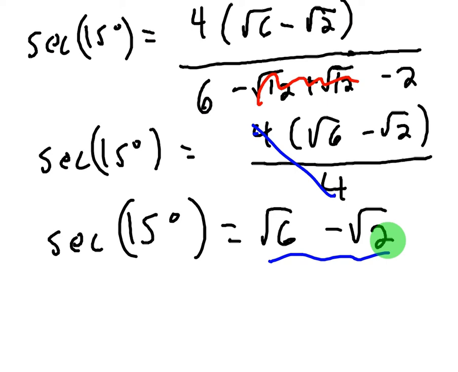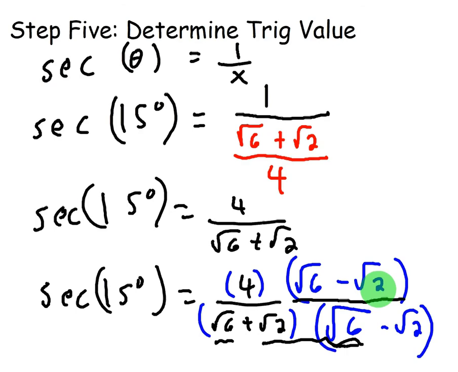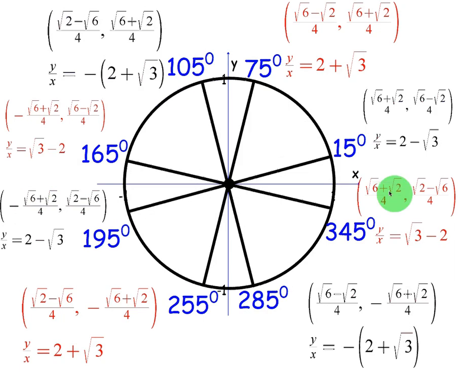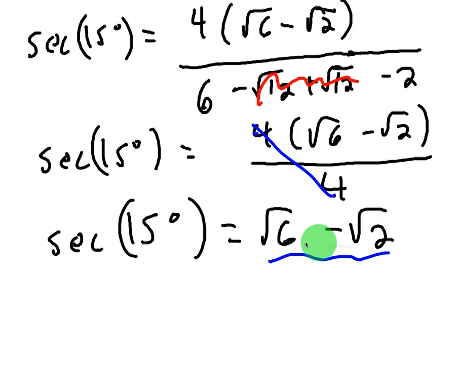Let's see how that stacks up to cosine. Well, actually, we use cosine, right? Cosine was square root of 6 plus square root of 2 over 4? Really? Wow. So the x value at 15 degrees is more complex than the secant value. In other words, the secant value at 15 ends up being simpler. It's just square root of 6 minus square root of 2. There's no 4 on the bottom, so pretty interesting.